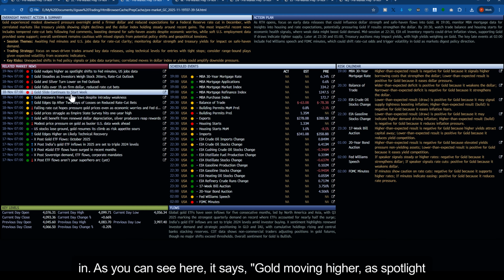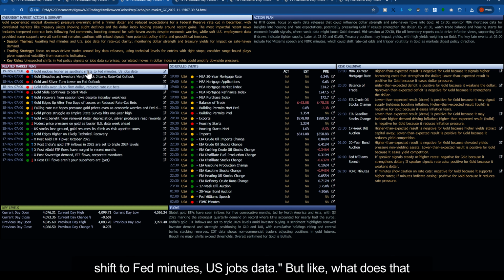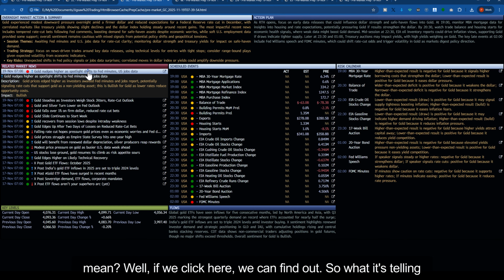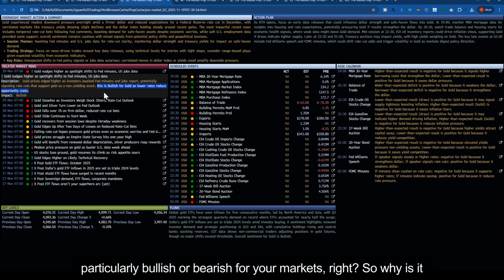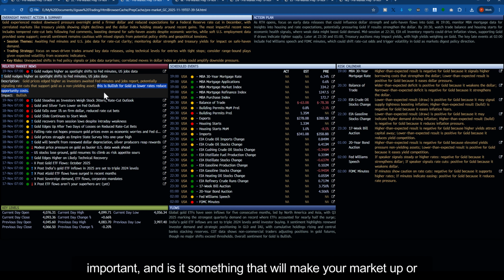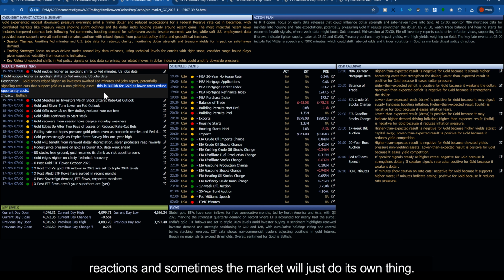As you can see here, it says gold moving higher, a spotlight shifts to Fed minutes and US jobs data. But what does that mean? Well, if we click here, we can find out. So what it's telling you here is both why this news is relevant, but also why it's particularly bullish or bearish for your markets, right? So why is it important? And is it something that will make your market go up or down? Typically, right? Typically, we can only give you typical reactions. Sometimes the market will just do its own thing.